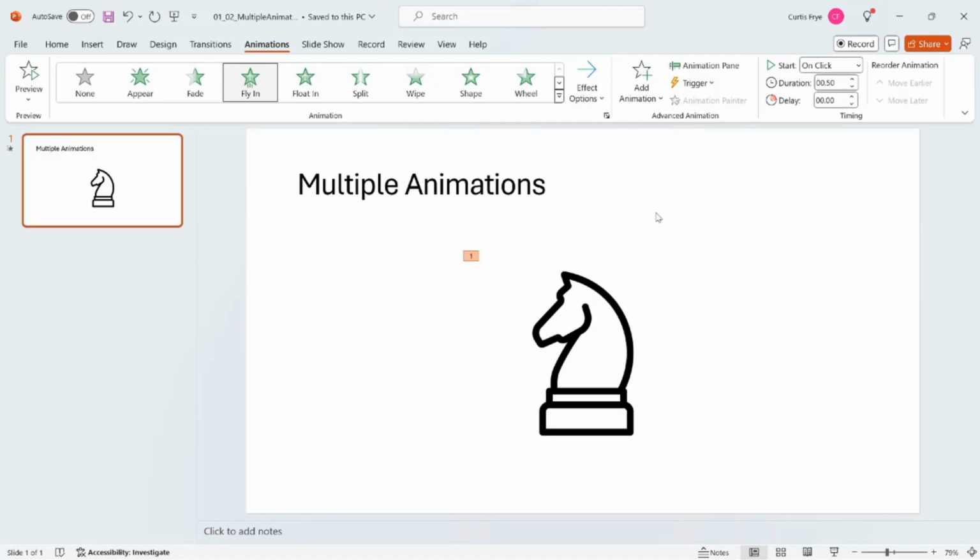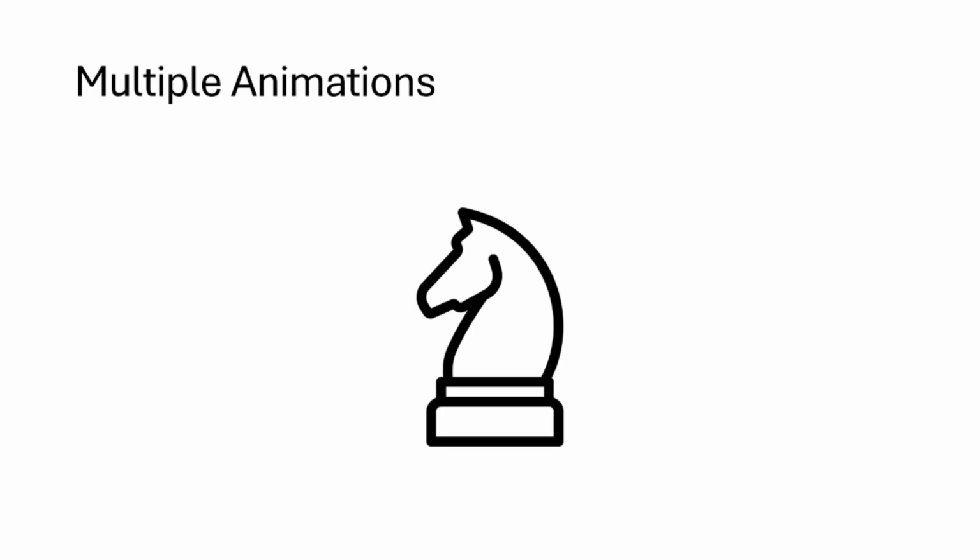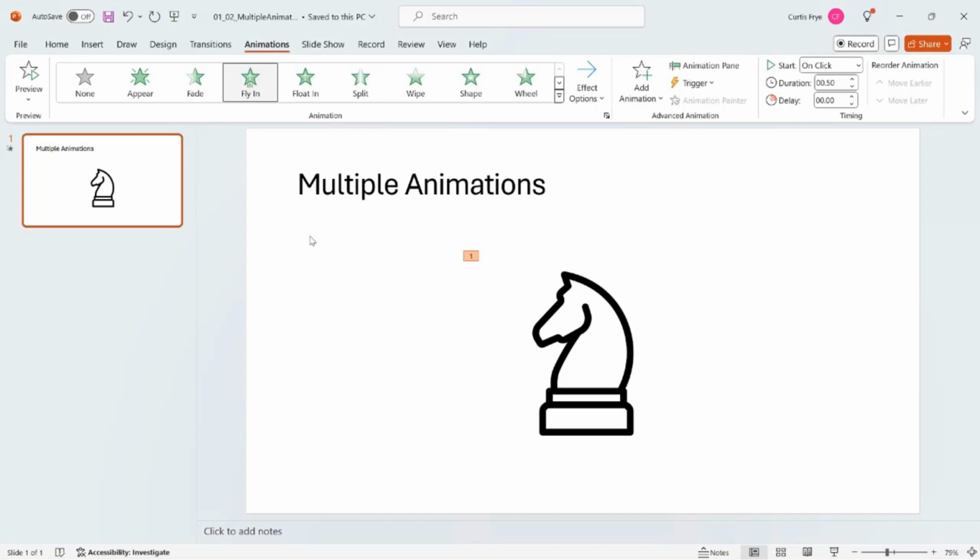And if I do a quick slideshow by going up to the Quick Access toolbar and clicking the Start from Beginning button, then I get multiple animations, which is the slide title, then left click, and the chess knight comes in, click again, and we're out.